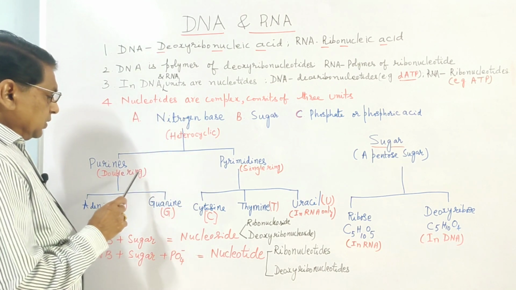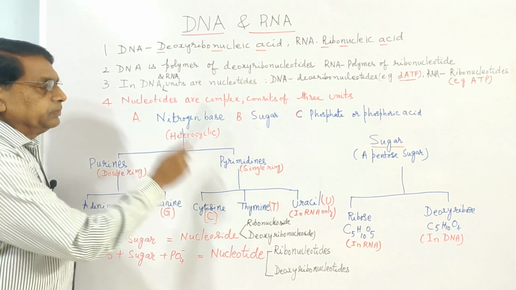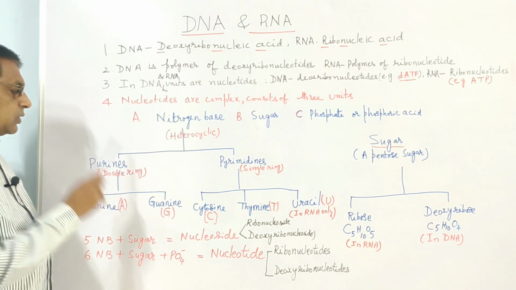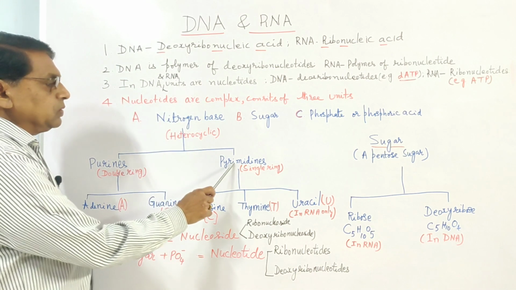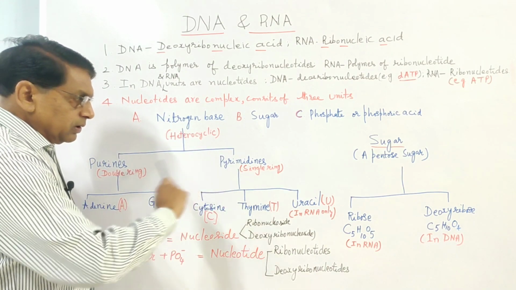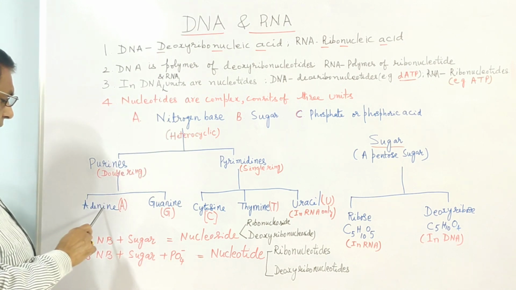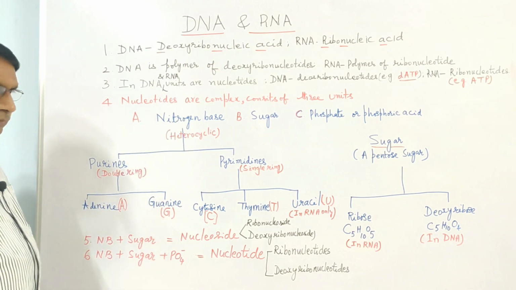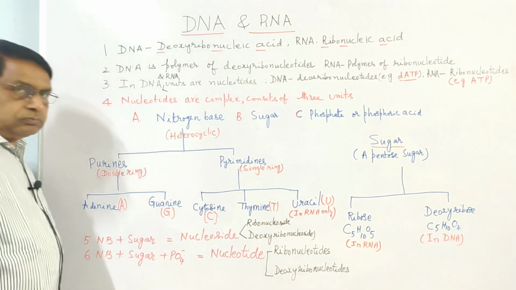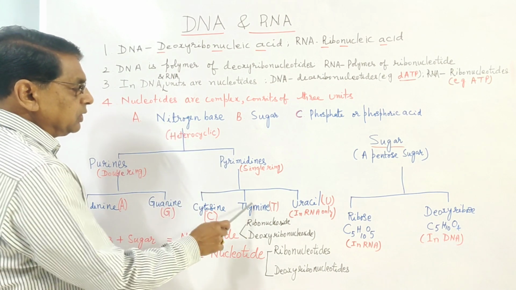These nitrogen bases are again two types, purines and pyrimidines. Purines are bicyclic double ring structures, whereas pyrimidines are monocyclic or single ring structures. Later I will explain the structures of these molecules in detail, next class. Purines are adenine, guanine. Pyrimidines are three types, cytosine, thymine, uracil.